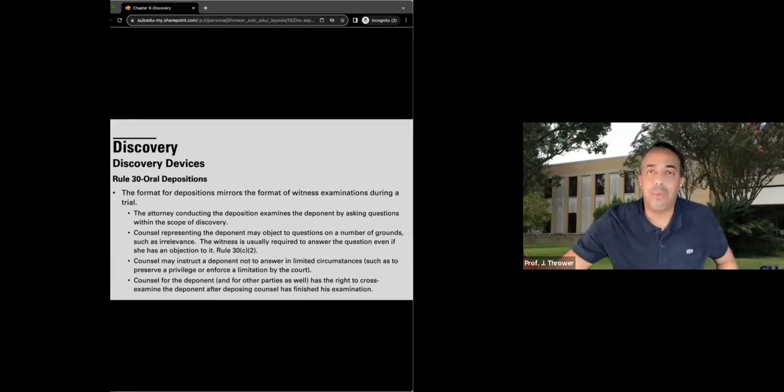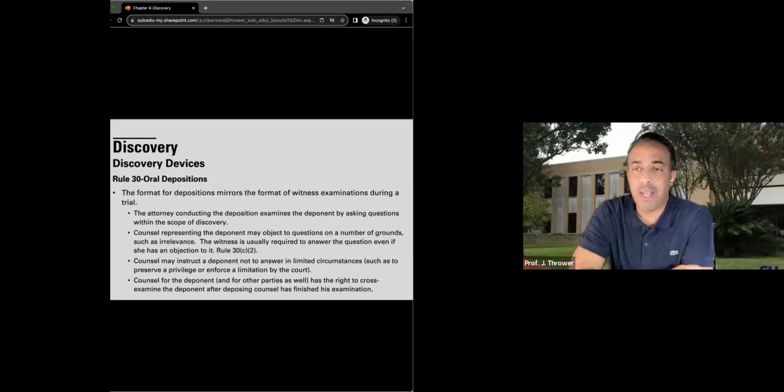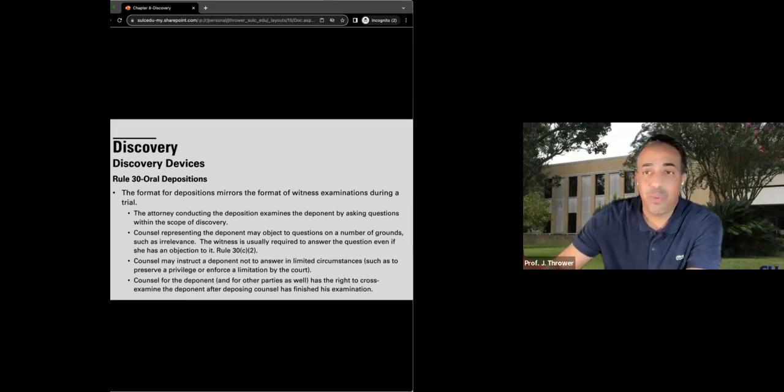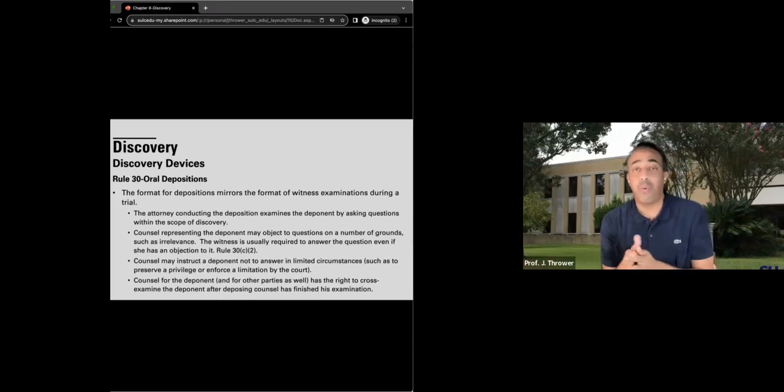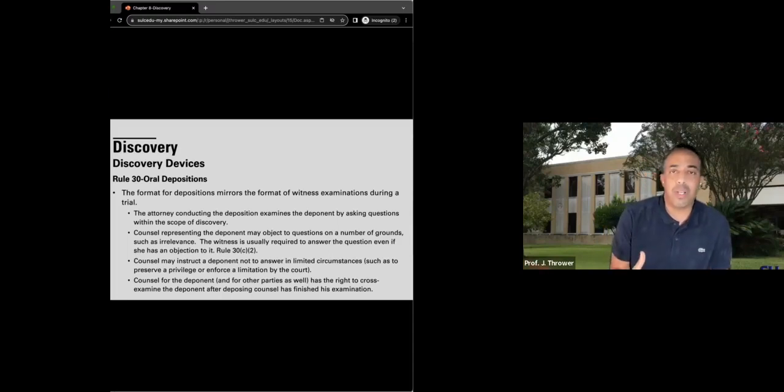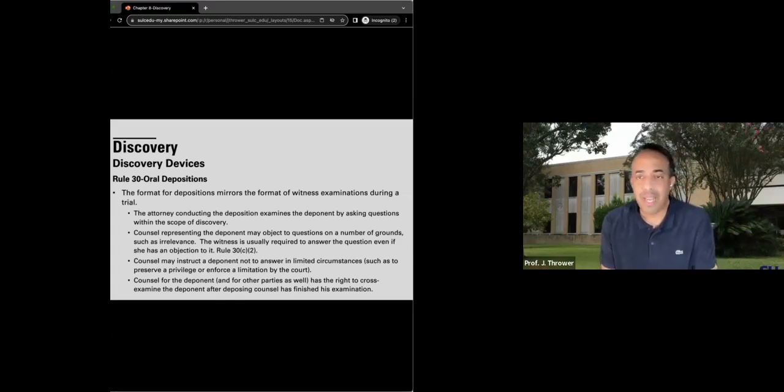However, unlike when a party is at trial, the witness is still usually required to answer the question, even if she has an objection to it. Under Rule 30(c)(2), when an objection is made, the rule provides that the objection shall be noted on the record, but the examination is required to continue to proceed, and the testimony is taken subject to any remaining objections that may come up. Counsel may only instruct its client or the deponent that it represents or defends not to answer a question in certain limited circumstances.